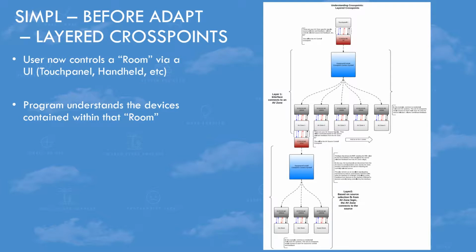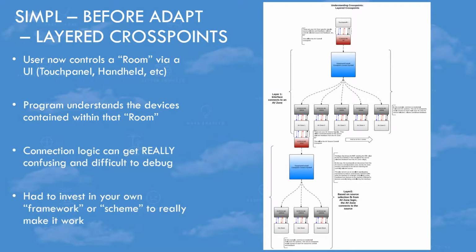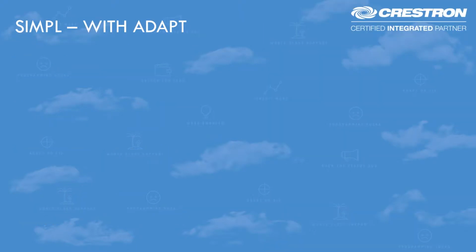But unfortunately, some of the connection logic became really confusing and difficult to debug when you talk about all these things connecting downstream from one another. You had to invest in your own framework or scheme to really make it work, and we certainly made that investment as a programming company, but we knew that this couldn't scale and couldn't make us last into the future, so we again evolved this model into Adapt. Adapt still borrows from a lot of these concepts, but we've made it quite a bit simpler, and here's how we've done that.